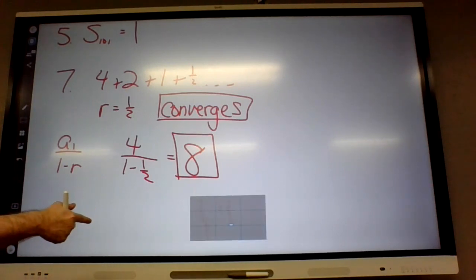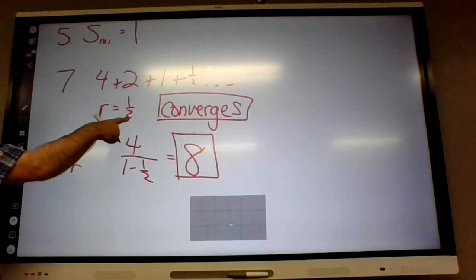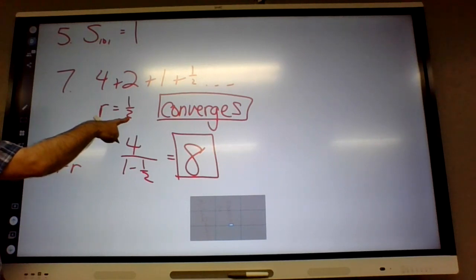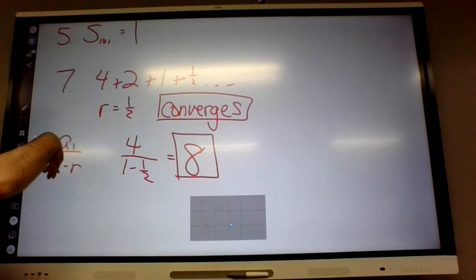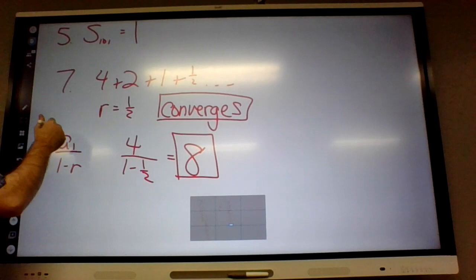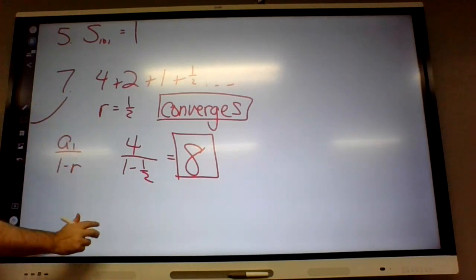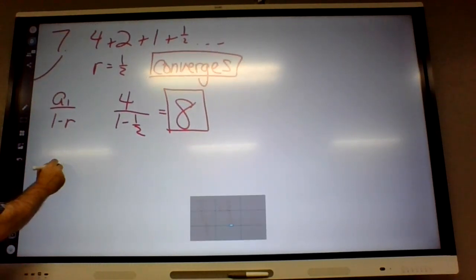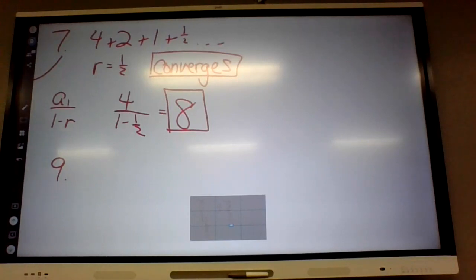If it diverges, so if the common ratio was like 2 instead of 1/2, that means it would not approach a sum, it would actually approach infinity. So anyways, number 9.